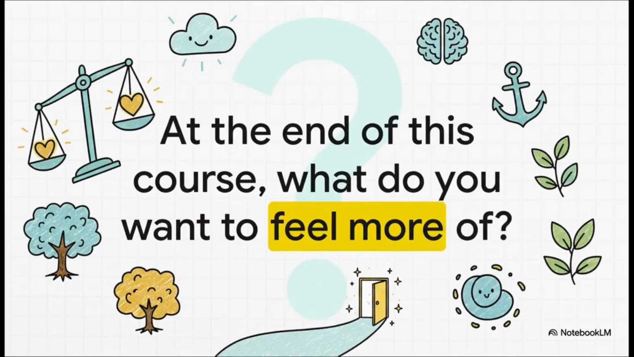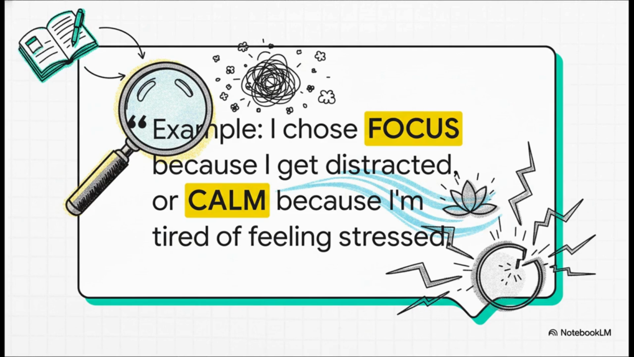And to help you choose, just ask yourself this one simple question. When you picture yourself at the end of this course, what do you want to feel more of? What do you kind of wish felt a little bit steadier in your life right now? Your reason for picking a word does not need to be some big, complicated thing. It can be as simple as, I chose focus because I get distracted super easily. Or maybe I chose calm because I'm just tired of feeling stressed all the time. It could even be, I chose sleep because I'm always exhausted at school. Just pick the one that feels right for you.